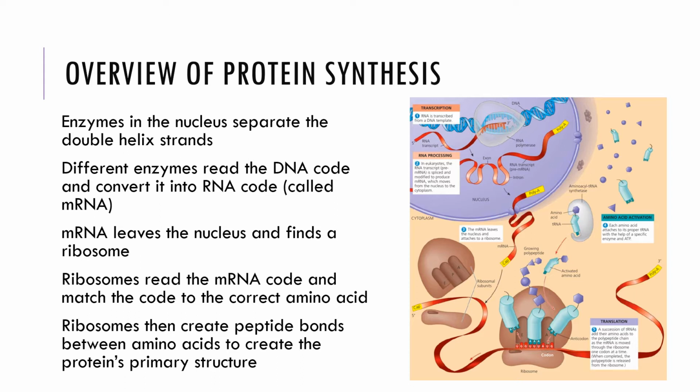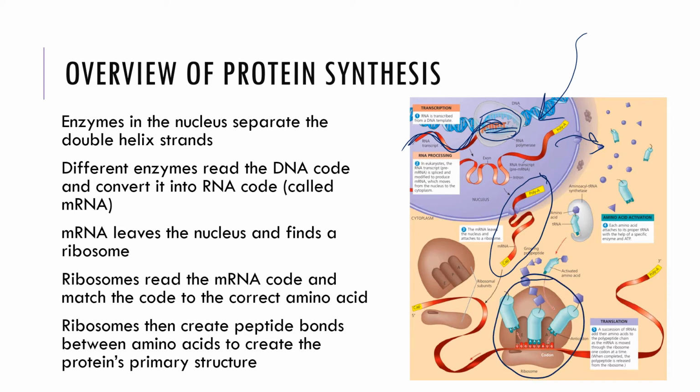So we're going to go into this much more in depth in a later unit, but I'm going to give you a brief overview of how we make proteins, of protein synthesis. There are enzymes inside the nucleus, right in this part here, that are going to separate the double helix, pull those two strands of DNA apart. A different enzyme is going to read the code and create something called messenger RNA. Messenger RNA is allowed to leave the nucleus, DNA is not. So that messenger RNA leaves the nucleus and finds a ribosome.